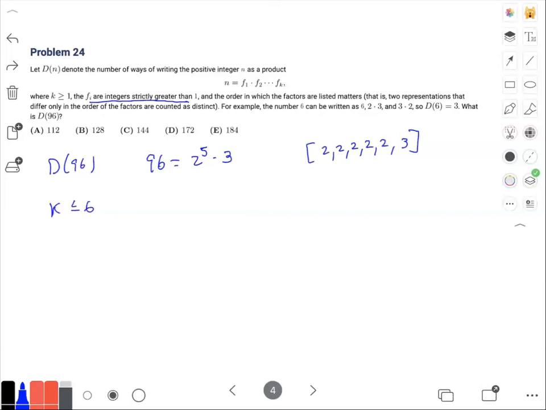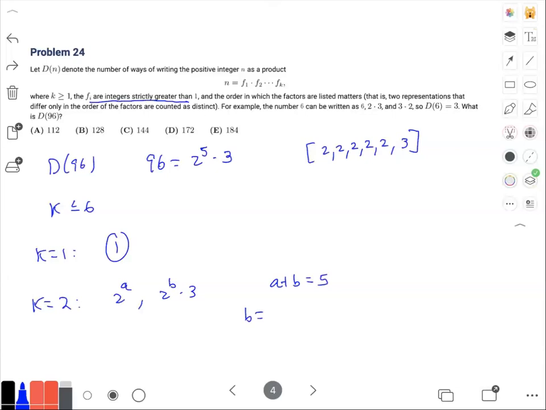So k equals 1. If it's the product of only one integer, that'll be 96. So there's one way to do that. k equals 2 is also pretty easy to take care of. What we can note is that the f_i's must be, in some order, 2 to the power of a, and then 2 to the power of b times 3. The 3 must belong to one of the f_i's. So we know that a plus b is equal to 5. So we can now do casework.